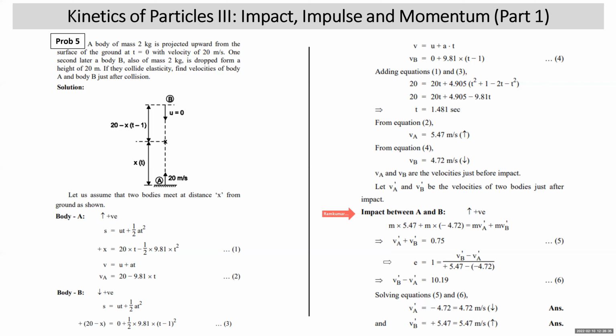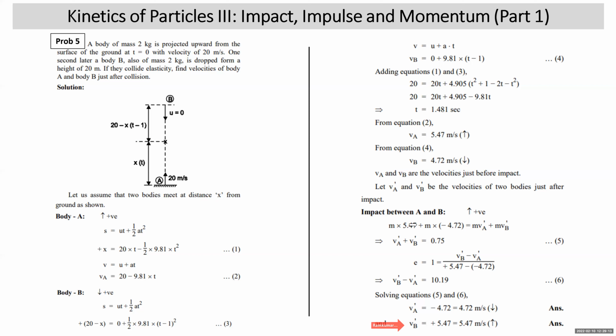All right. Now we apply coefficient of restitution formula, E is equal to 1. So VB dash minus VA dash is equal to UA minus UB, that is 5.47 minus 4.72, and UB is minus. So you get the second equation, VB dash minus VA dash is 10.19. Solve equation number 5 and 6. You get VA dash as minus 4.72. Minus means it is downward since we took upward positive. VB dash is 5.47 positive, so that means it is upward. You can see the velocity of body A after impact is 4.72 meter per second, and velocity of body B after impact is 5.47 meter per second.